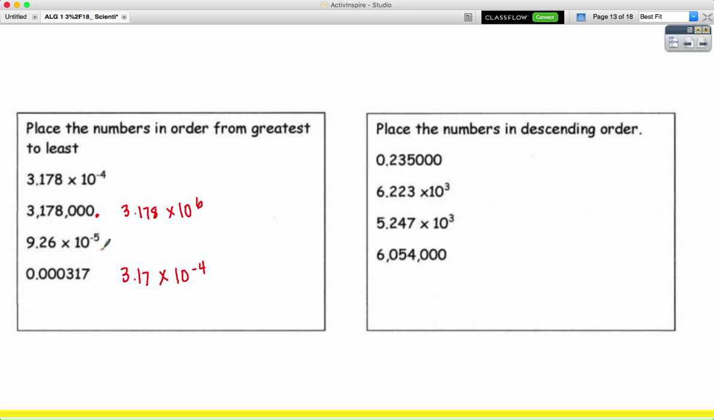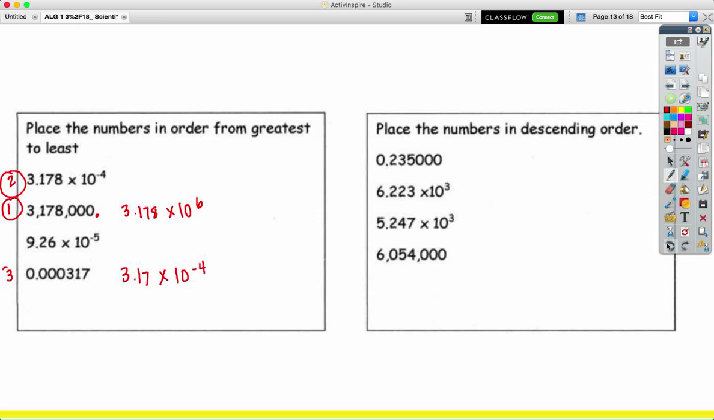So I'm doing greatest to least. The largest is going to be 3.178 times 10 to the 6th. So that's the largest. The second largest is going to be the -4s, and I know that this one is larger than this one. And so the smallest one, hold on, I kind of went crazy there. The smallest one out of all of them, because the exponent is a -5, is going to be the 9.26. So we're going based on the exponent first, then the number out front.